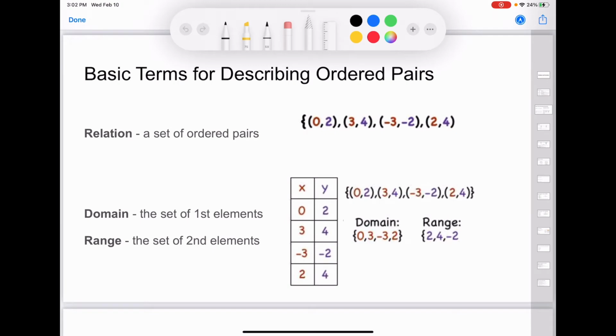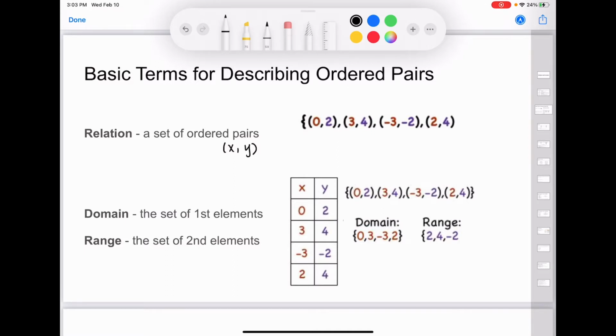Let's look at the basic terms for describing ordered pairs. We have a relation. A relation is a set of ordered pairs like you see here. One ordered pair takes the form of x and y. So a set of ordered pairs would be a relation.